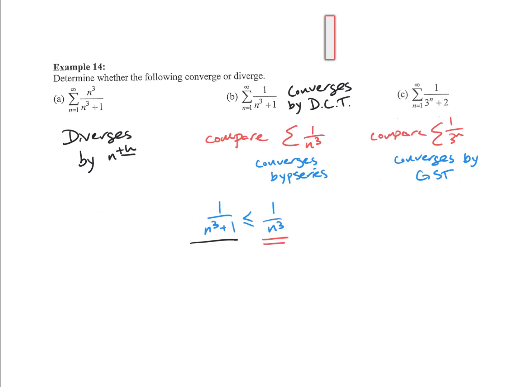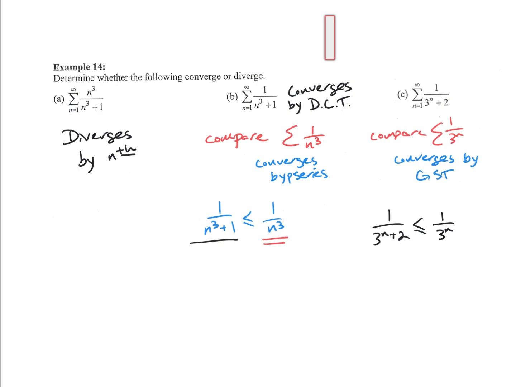Now we need to figure out which one's bigger. So now we have 1/3 to the n plus 2, and we also have 1/3 to the n. Which one is bigger? The 1/3 to the n is bigger every single time, because 3 to the n plus 2 grows faster on the bottom, which makes this fraction smaller. Does everybody see this?